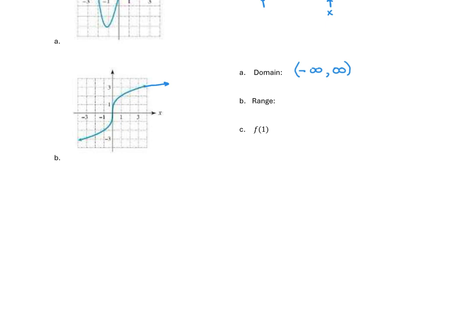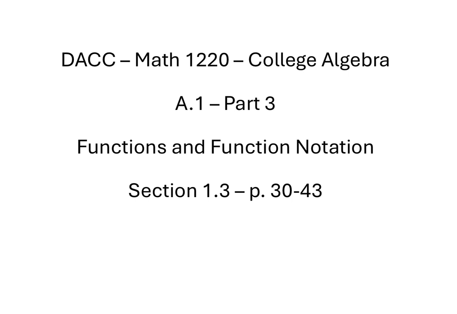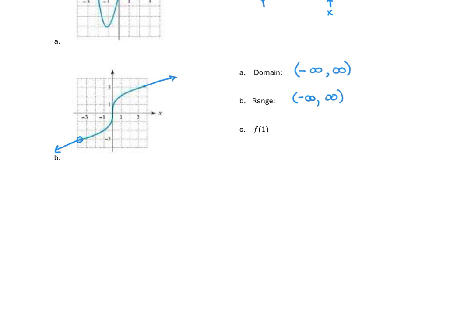Now we also want to think about these arrows from our range perspective. And so from our range perspective, this arrow on the left goes forever down. And so it goes towards negative infinity. This arrow on the right goes forever up. And so it goes towards positive infinity. All right, that is our domain and range.